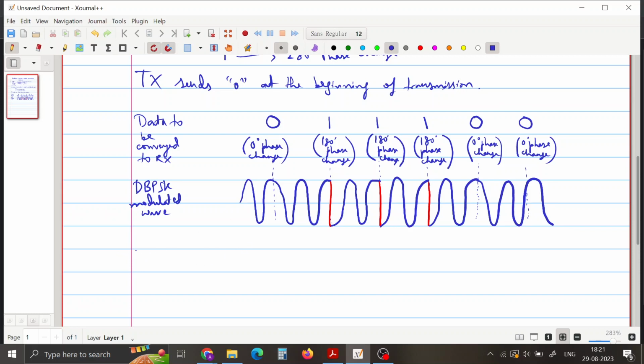Now I want to get the correct bit stream that has to be transmitted. Okay, so the transmitter sends 0 at the beginning of transition, that is our assumption. So in the starting I will have 0.